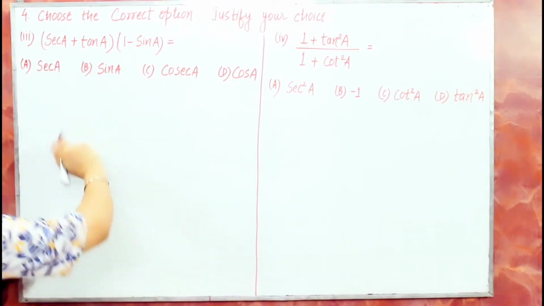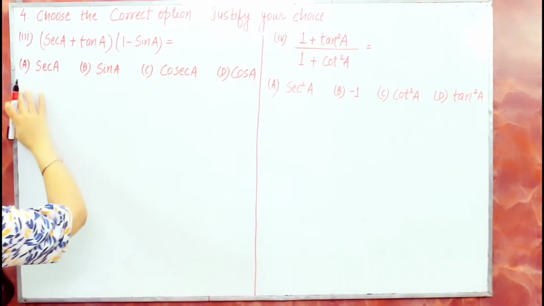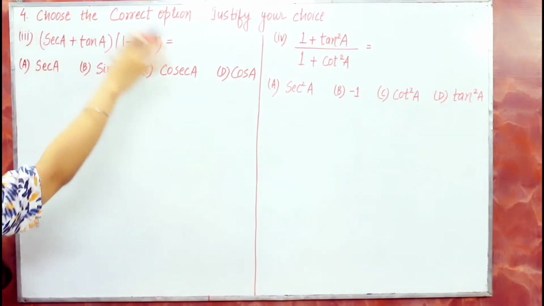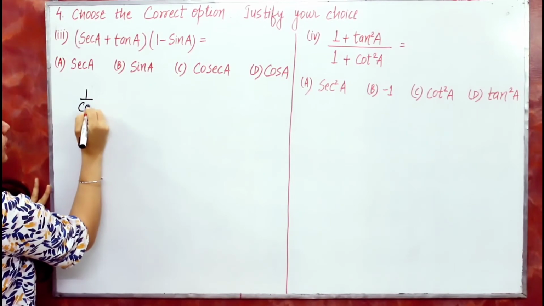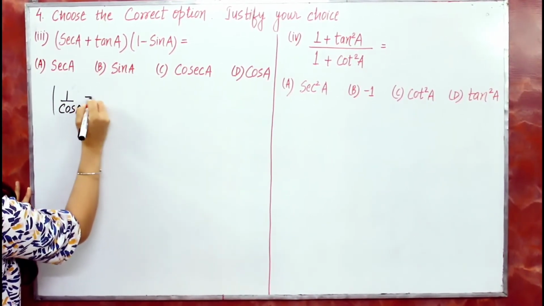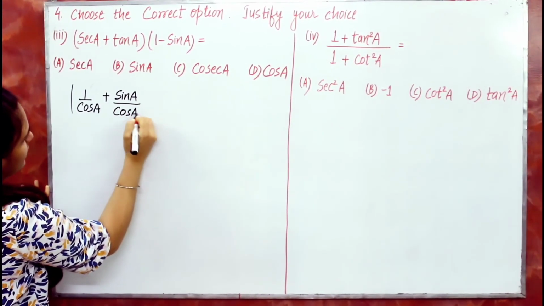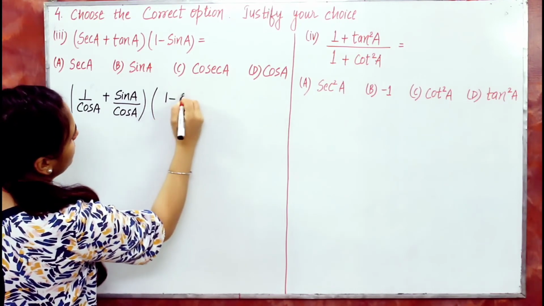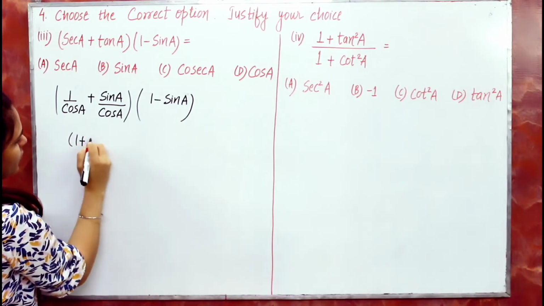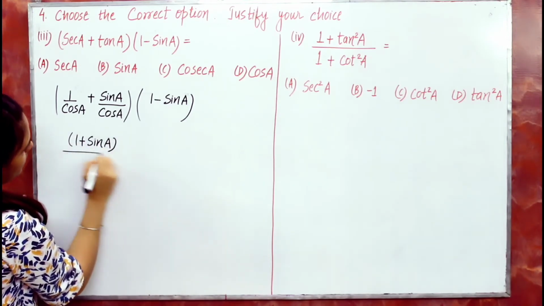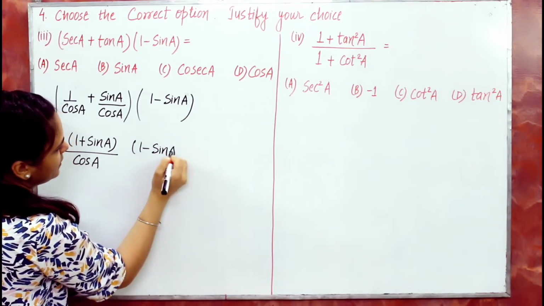Question number 4, third part. (Sec a plus tan a) multiplied by (1 minus sin a) is equal to, and these are the options. So I'll convert this in the form of sin and cos. Sec a is equal to 1 upon cos a. Tan a is equal to sin a upon cos a. And this side we have 1 minus sin a. By taking LCM, you can write this way: (1 plus sin a) upon cos a. And this side we have 1 minus sin a.